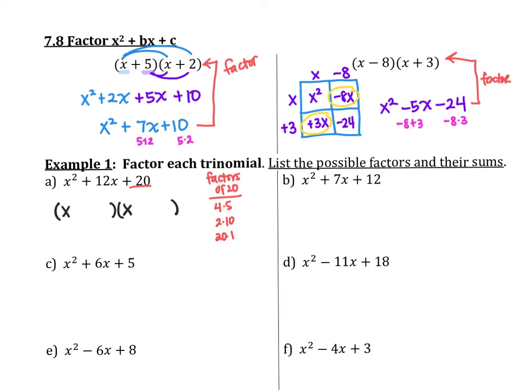Okay, now to check which one's right, I need to make sure they sum up or add to the middle term. In this case, the middle term is 12. Okay, so I'm going to find the sum of each of these. So if I do 4 plus 5, I get 9. 2 plus 10 is 12. 20 plus 1 is 21. Because I want this to equal 12, then it must be that 2 and 10 were the correct numbers. Since everything's positive in here, I'm going to put a positive 2 and a positive 10 here.